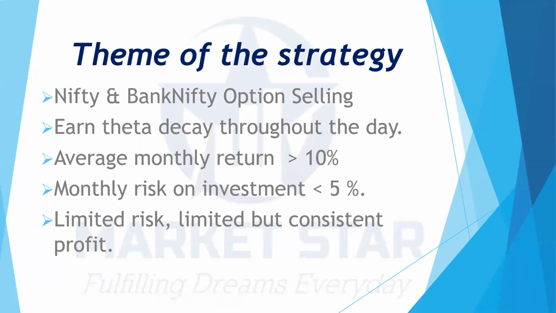Average monthly income: as usual, these are option selling strategies, so we are not expecting 50, 60, 100% kind of returns. We expect only around 10% in any option selling strategy. Our basic target is that if we get above 10% in a month, that is a very fair expectation.